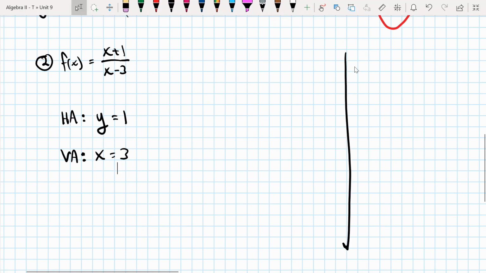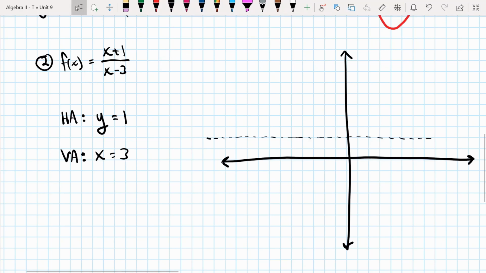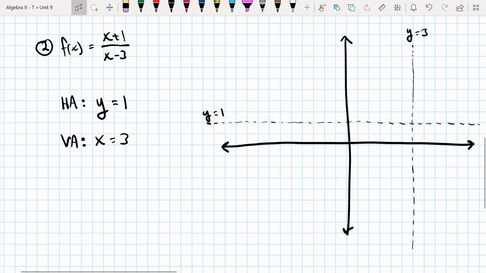So on our coordinate plane, let's start this question by identifying the horizontal line, y equals 1. So let's just draw a horizontal line here. And let's draw a vertical line at x equals 3. Okay, we also need to find the x-intercept and the y-intercept.